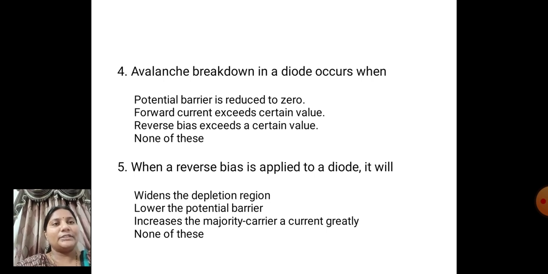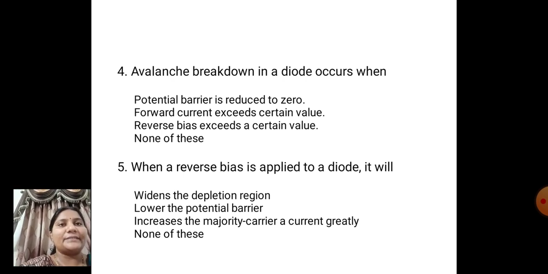And coming to the fourth question, avalanche breakdown. This is a future topic and we'll discuss it later. At the avalanche breakdown, the diode fails, right? We'll see this in future. And the last question of this quiz: when a reverse bias is applied to a diode, what happens? Depletion region width will increase, or potential barrier will decrease, or it increases the minority carrier current greatly, or none of these.